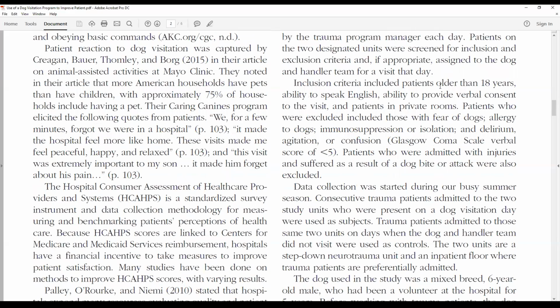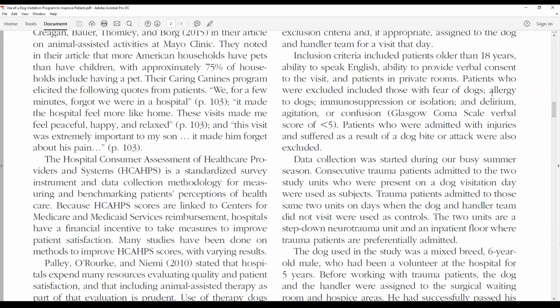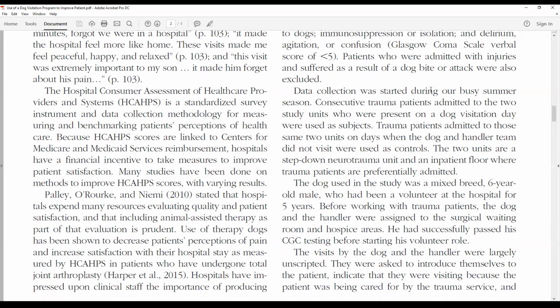They tell you that the people included in the study have to be over the age of 18. They have to speak English. They have to provide consent, verbal consent, and be in private rooms. And then they also tell you who is excluded. Very important. People with a fear of dogs were excluded for a reason. Those people will respond very negatively on a survey if they're introduced to this dog that they don't want to be around. So the researchers have very good reasons for the exclusions, and they present them here. Oh, here we go. Here's our summer part.